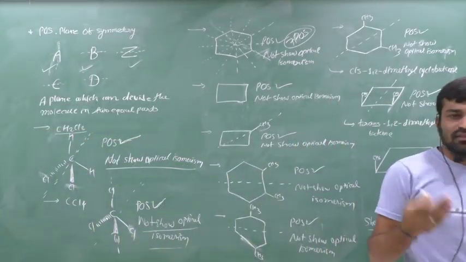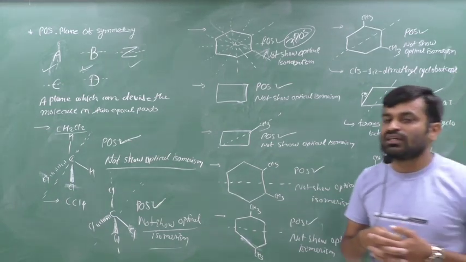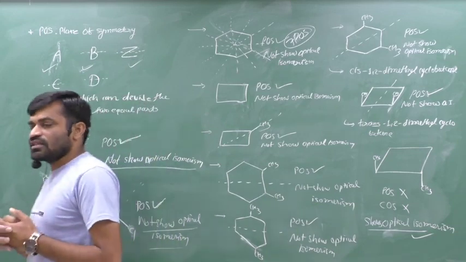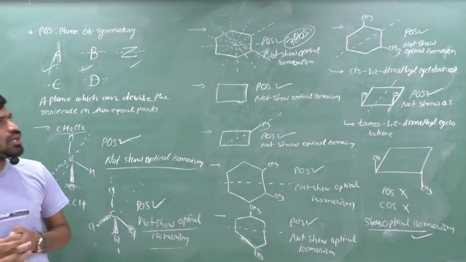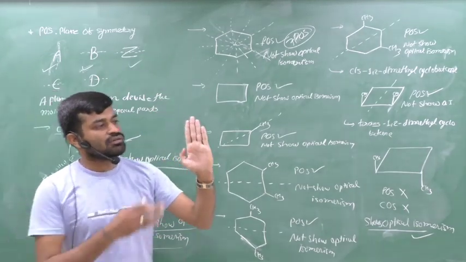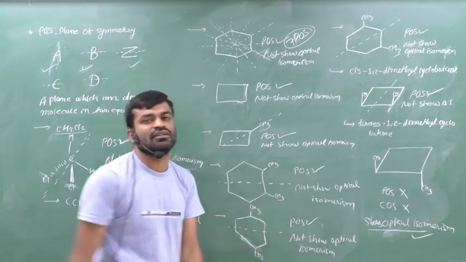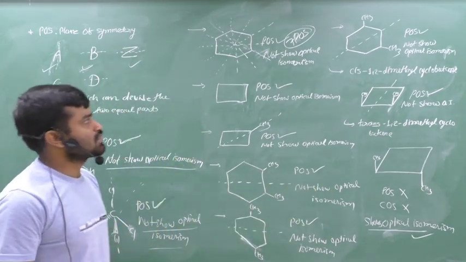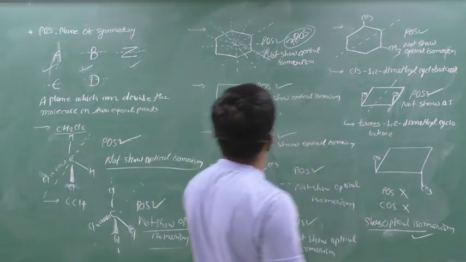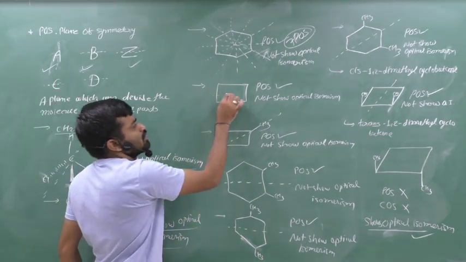Many times the question is like that: how many planes of symmetry are there in the compound? So you can think about the possibilities. Clear? There are 7 total planes of symmetry. The seventh one is not shown, because if you think about this ring and pass the plane like that, it can also divide the molecule into two equal parts. Clear?